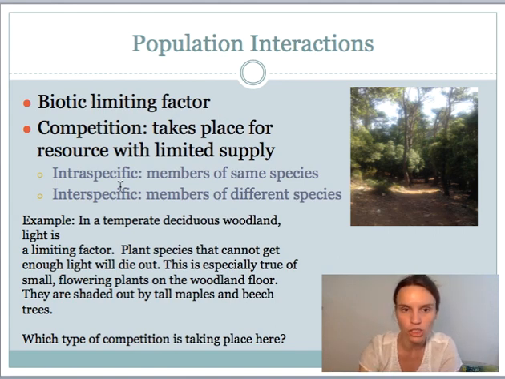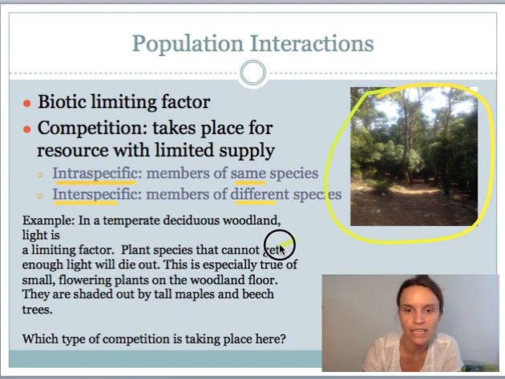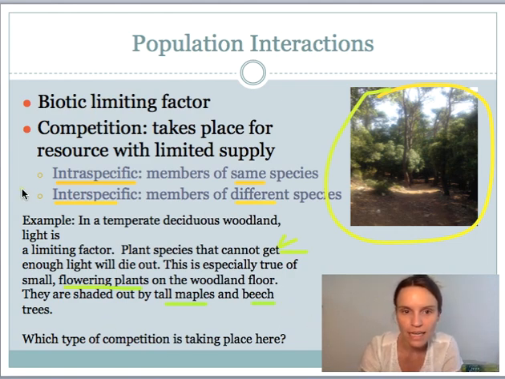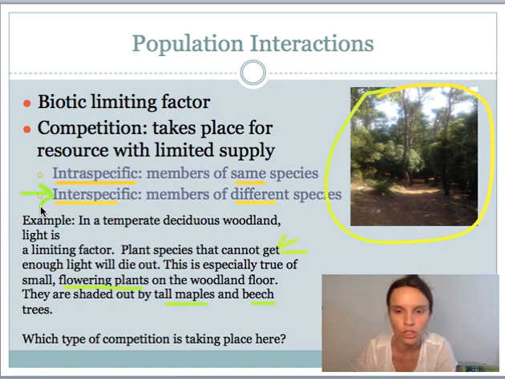Biotic limiting factors like competition can take place in a couple of ways. You can have intraspecific competition between members of the same species, and you can have interspecific competition from members of different species competing to try and exist in the same niche. For example, in this temperate deciduous woodland, light is an abiotic limiting factor. Plant species that cannot get enough light will die out. So if you have all different kinds of plants competing with tall maple and beech trees for sunlight, that would be interspecific biotic competition. And those are some of those vocabulary words that it's important to be able to use concisely and define well to better your scientific writing.